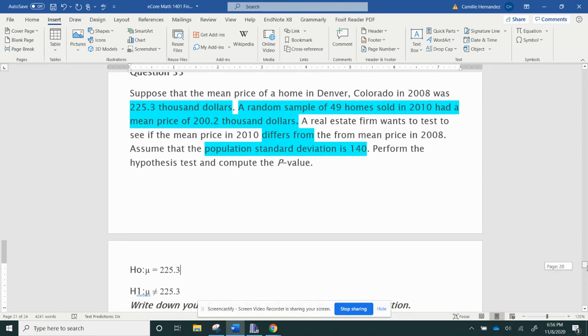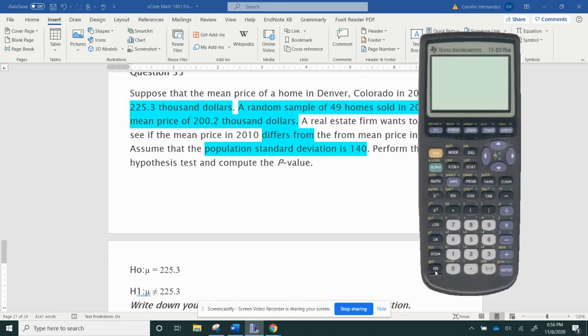So again, I'm going to use my calculator. And if you don't have the calculator, you're going to use the information and solve it so that you get your Z so you can find your P. All right, so here we go. I'm going to go back to stats, go over to test. I'm going to do Z-test, keep stats, but now it's going to be 225.3 for the mean.